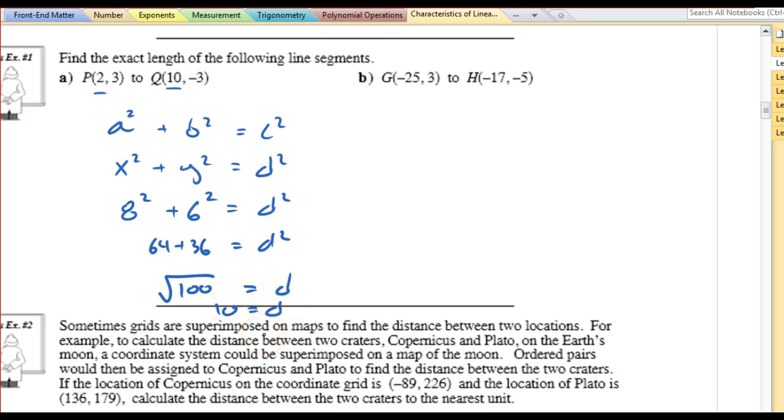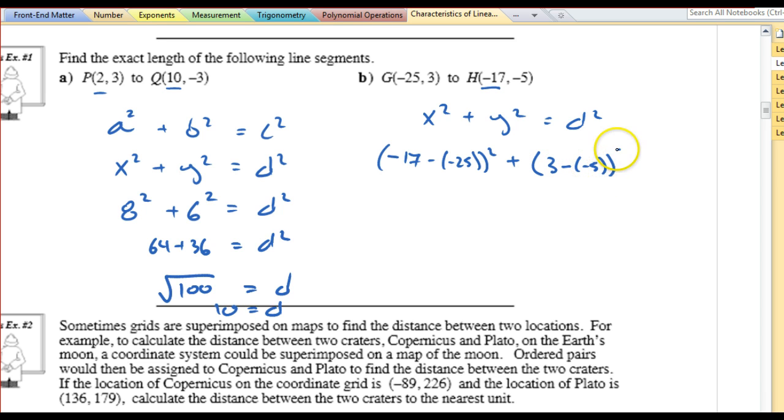Okay, let's go ahead and do that again. So let's go x squared plus y squared equals the distance squared, and I have the x squared. Again, what's the bigger one? That's the bigger one, negative 17 minus 25. Go ahead and write it out. This one's a little bit harder to do in your head, so you want to go minus negative 25 squared plus, what's y here? So it's going to be 3 minus negative 5 squared equals d squared.